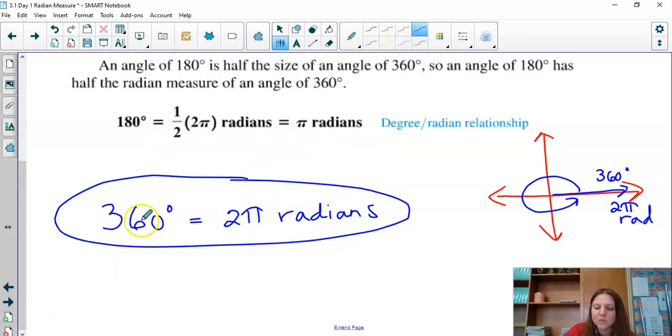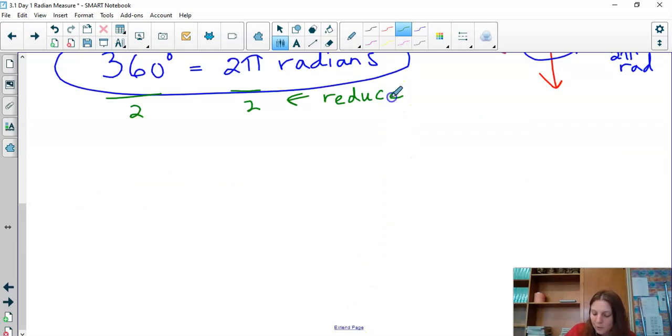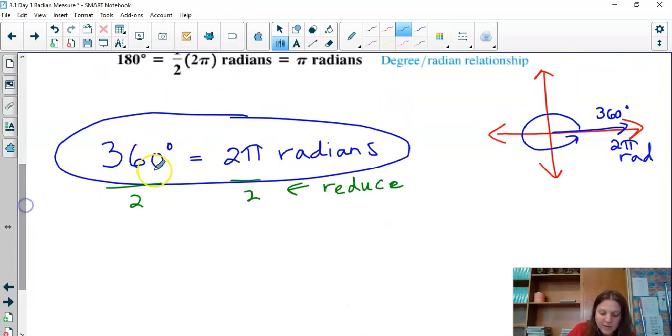So this is called a conversion when you're converting from one unit to the other. And what I'm going to do is just like the book does, I'm going to divide it in half. Now, the book actually multiplies by half, same thing. So this is reducing it. And what I'm doing is I'm taking the 360 and I'm dividing it by 2. That's 180 degrees. And 2 pi divided by 2 is simply pi.